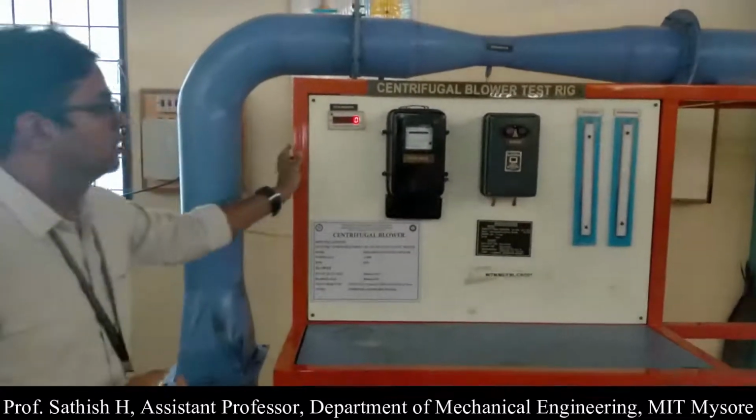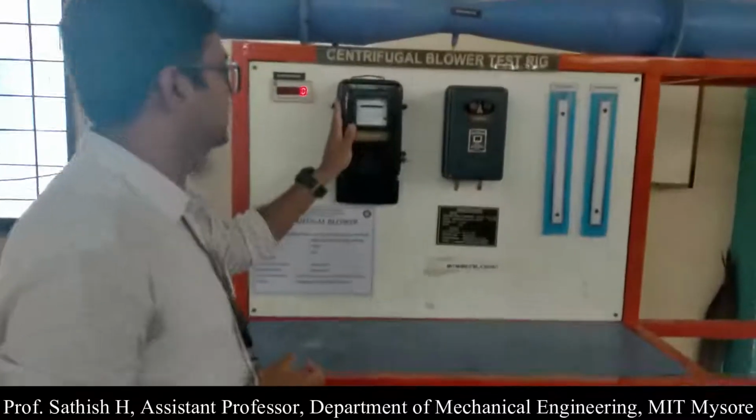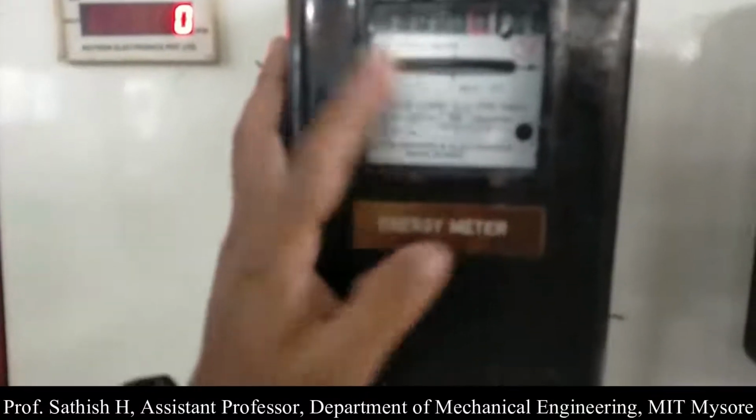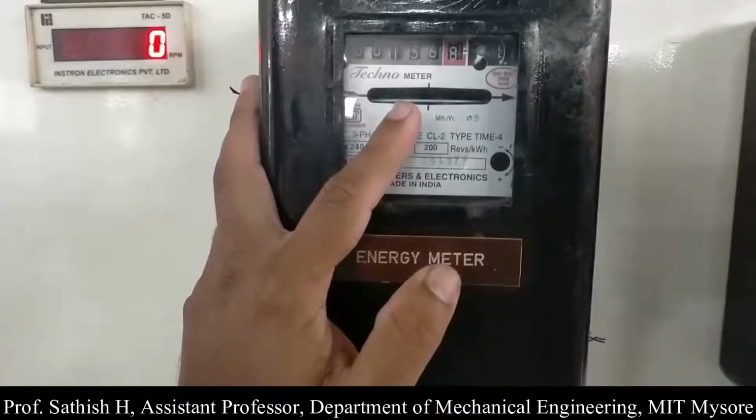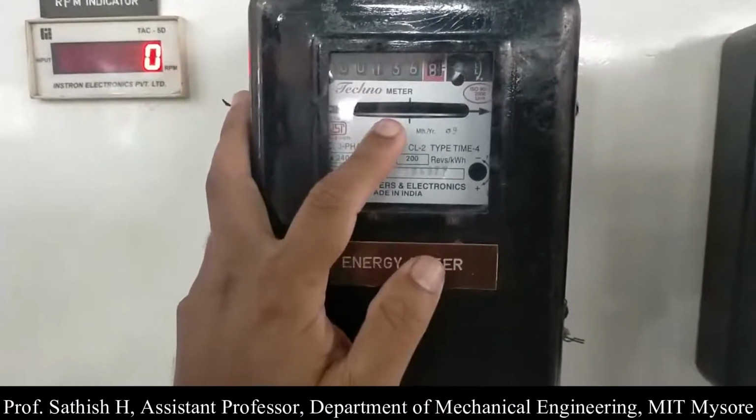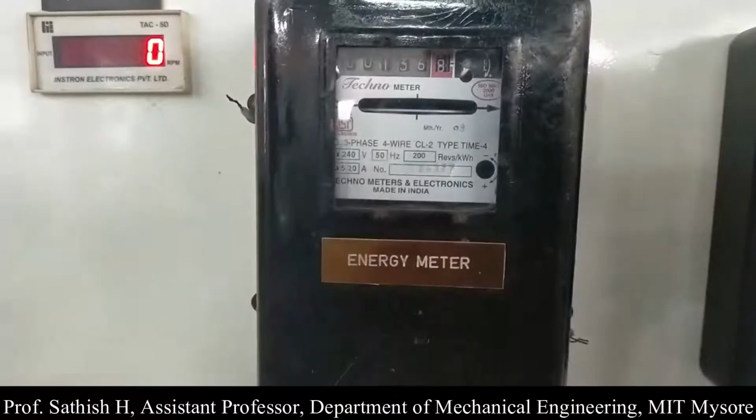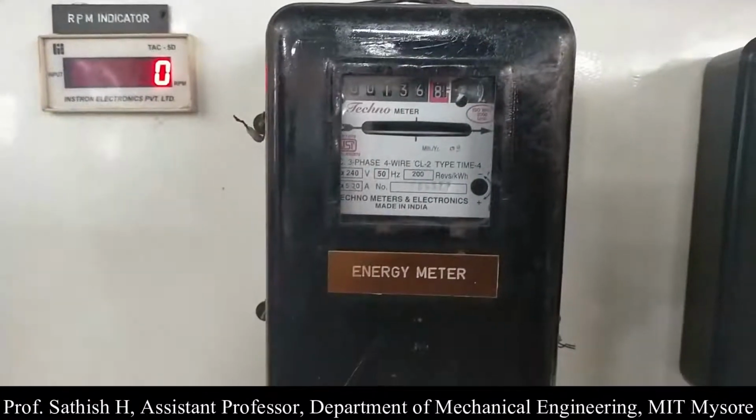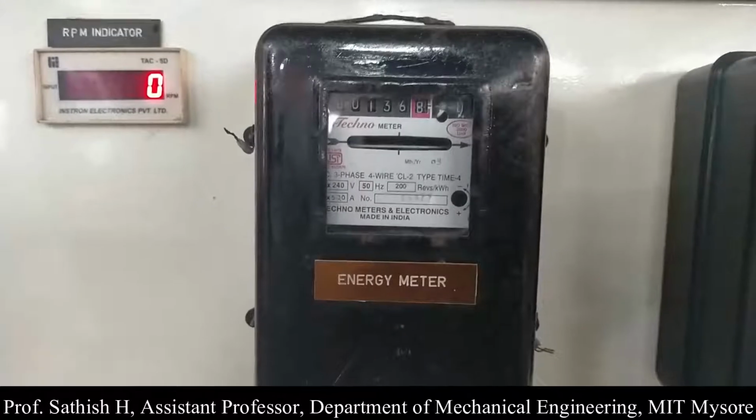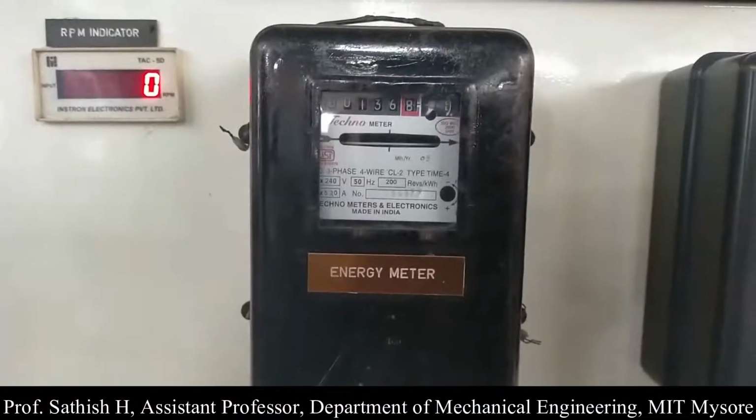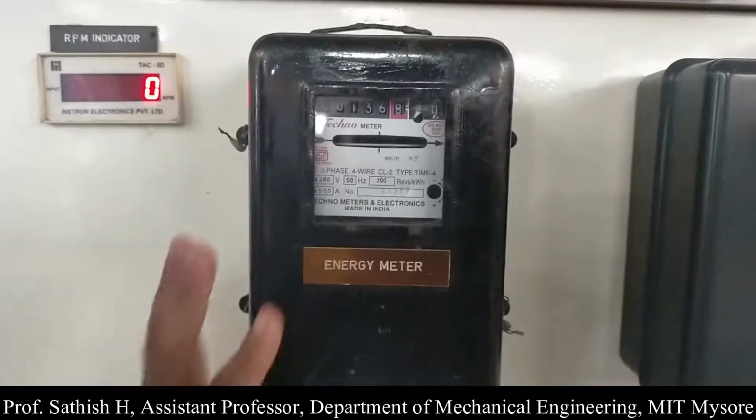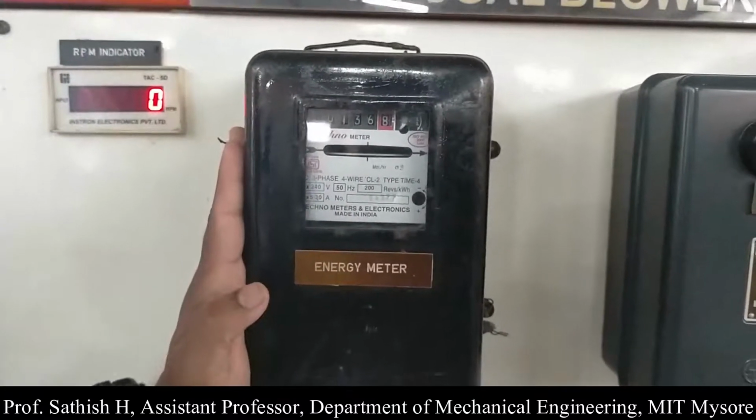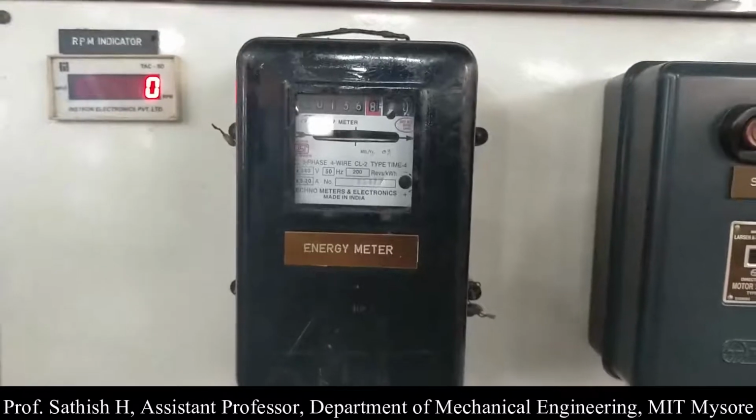If you come here, you can see this energy meter, the dial is now moving. It is rotating. There is one pointer here, and after this you have to start the stopwatch simultaneously, and record the time using the stopwatch. How much time does it take to complete the 3 revolutions? That is one reading you have to take from the energy meter. This helps to calculate the input energy that we are giving to the blower.